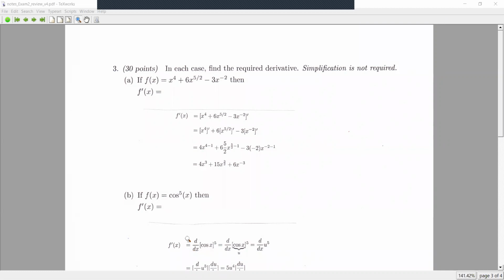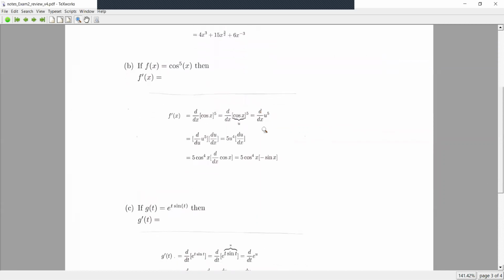To compute this derivative, I use the chain rule. I simplify the function by introducing u. I let u be cosine of x. Then the function becomes u to the 5th. To compute this derivative, I apply the chain rule. I write this derivative as the product of these two derivatives. If I cancel du, then the product is this derivative.